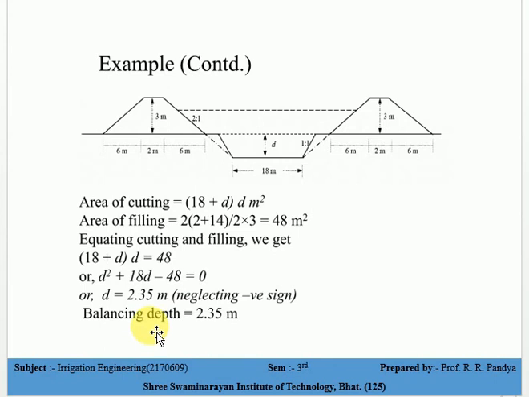So there should be two values of D. Neglecting the negative sign, the D should be 2.35 meter. So the balancing depth, which is denoted here by small d, should be 2.35. After calculating, the area of cutting and filling should be the same. Put the value of this balancing depth 2.35 into small d. So the area of cutting and area of filling, sorry, when you find out the volume, it should be the same. Clear?